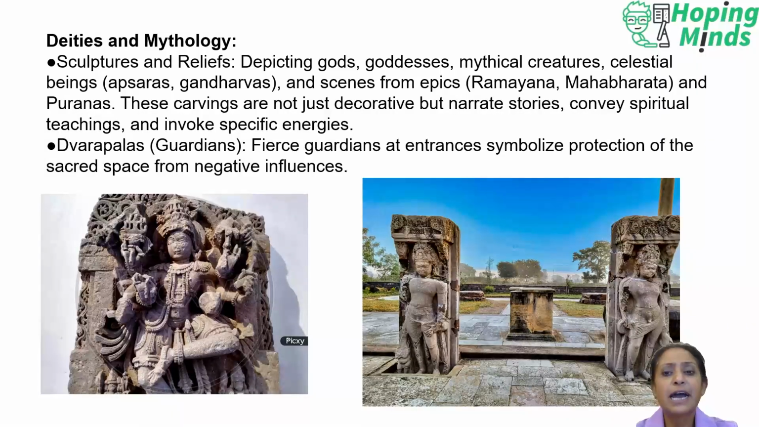Now, the Dwarpals or the guardians. Fierce guardians at entrances symbolize protection of the sacred space from negative influences. These days also we believe in some kind of negative energy, but then we always have a guard up. So the Dwarpals or the guardians were there so that they could ward off any negative influence that had its aim towards the temple, the holy shrine.